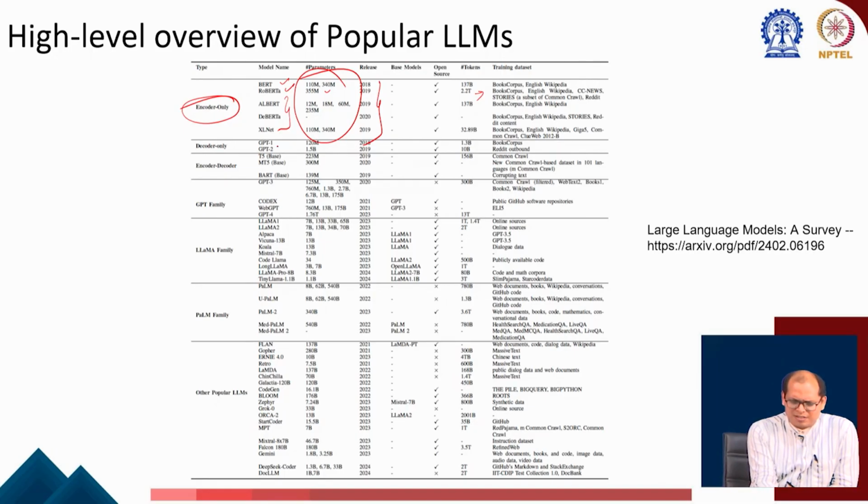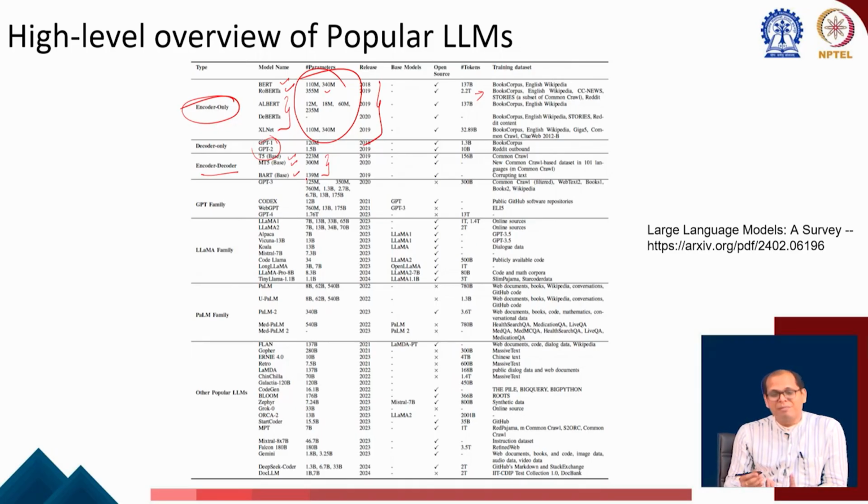Then you have the decoder only models like GPT-1, GPT-2, we talked about these. Encoder decoder models like T5, MT5, BART, again they do not have too many parameters, up to say 300 million max. Then you have the GPT family beyond GPT-2. So you have GPT-3, GPT-4, WebGPT, Codex, and they were quite large models. GPT-4 in terms of parameters is like some trillion parameters. GPT-3 had many variations. There was one with 175 billion parameters that we talked about.